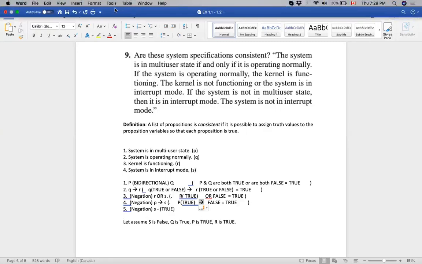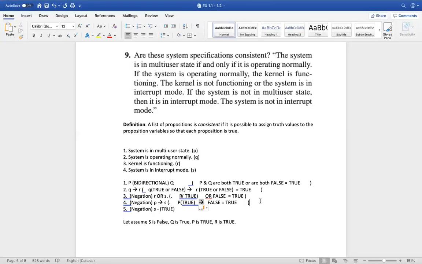Doesn't that make the fourth statement negative? Yeah, so let's just remove this over here.